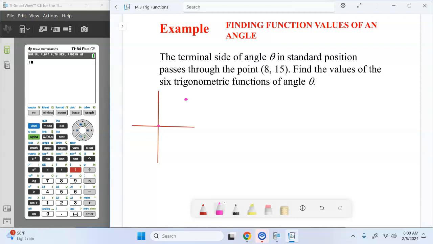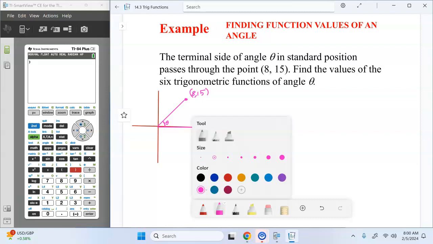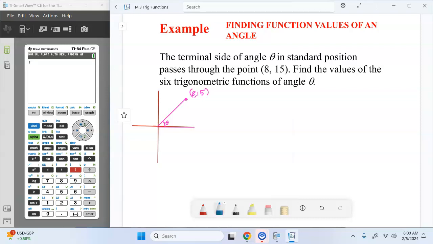So I have some angle that rotates some amount and ends up at the point 8, 15. So here's my angle rotation, there's theta. So there's my angle in standard position. We started on the x-axis and we rotated theta degrees until we had a line that passes through the point 8, 15. So now what we want to do is build a triangle off of this. The easiest way to do that is take your point and drop it straight down to your x-axis. And then we've got a right angle.